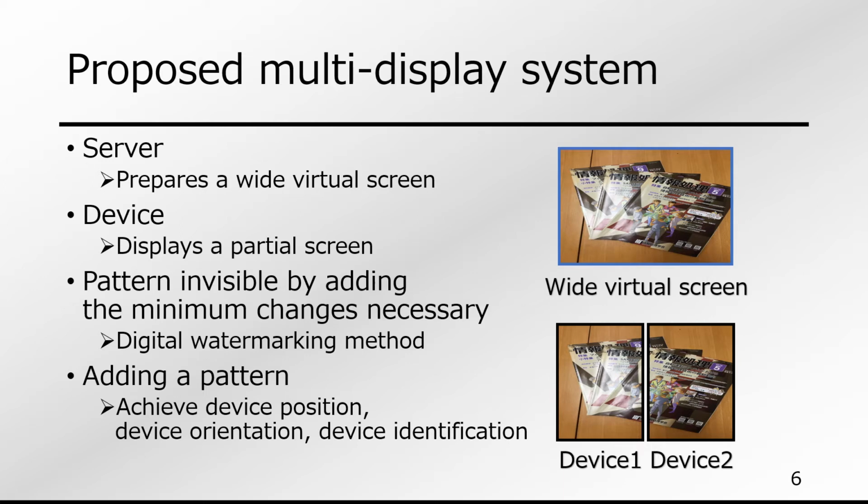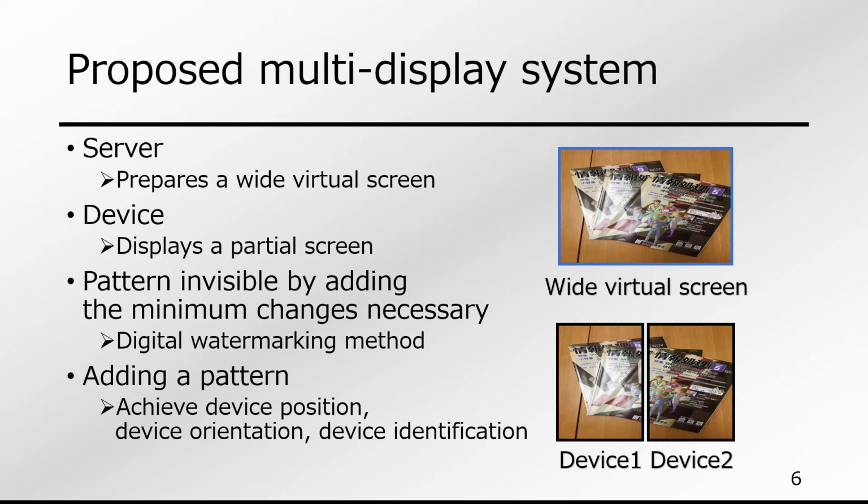Each device is controlled by the server, and the server prepares a wide virtual screen to be displayed. Each device displays a partial screen that corresponds to the position of its own device in the virtual screen through cooperative operation with the server. In such a dynamic relative device position tracking multi-display system, device position acquisition becomes difficult. Therefore, we adopt a method of displaying a specific pattern on the device, taking an image with the external camera, identifying the device, and estimating its position using recognition technology.